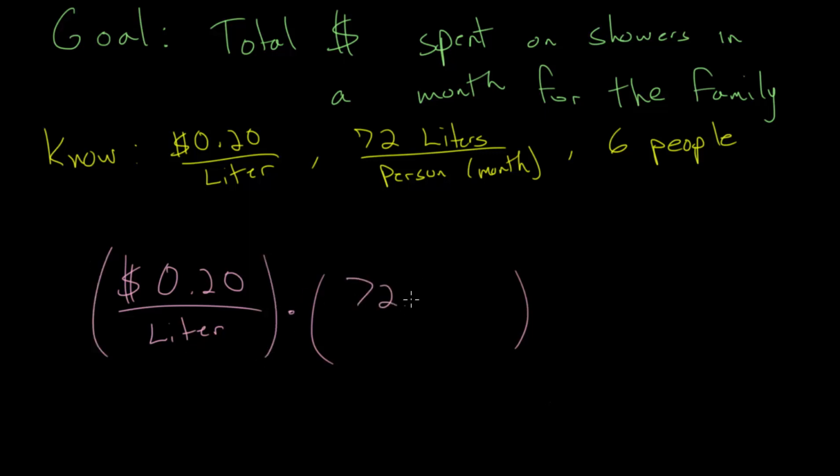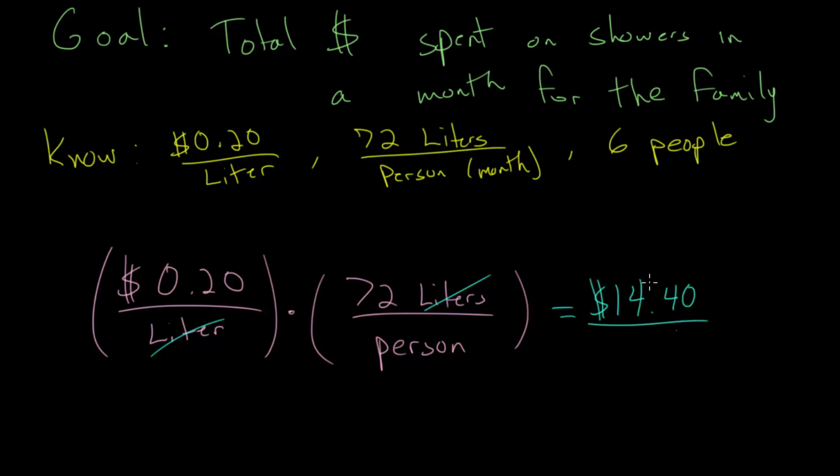And we'll put our 72 liters in the numerator so that liters will cancel out. Liters divided by liters, something divided by itself is always 1, so those will cancel. And this is 72 liters per person. And like I mentioned, liters will cancel. So now we can multiply to find the cost per person, the total money per person. $0.20 multiplied by 72 liters would give us $14.40, and this is the cost per person.